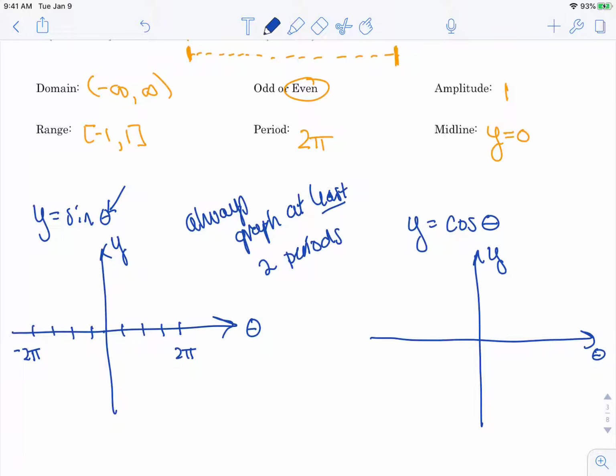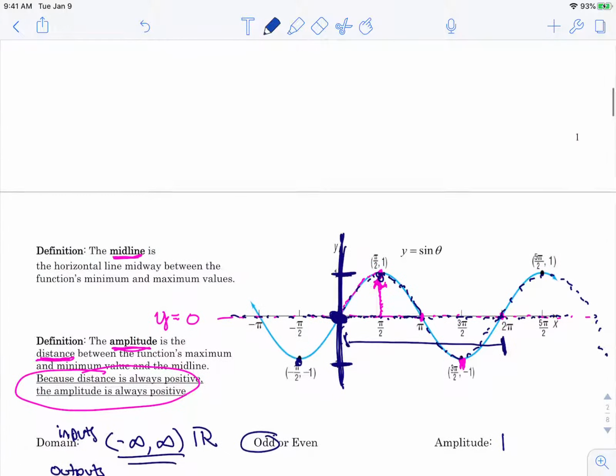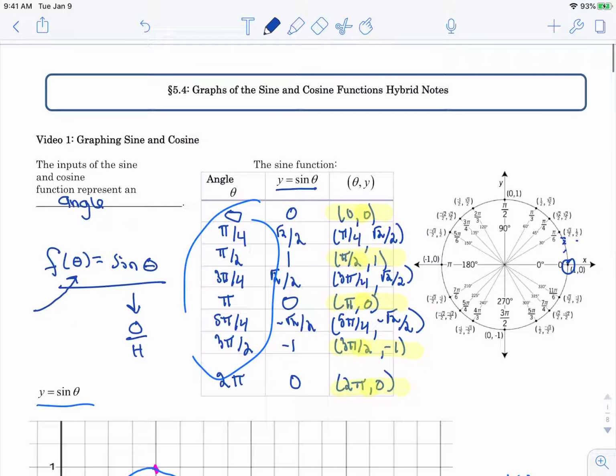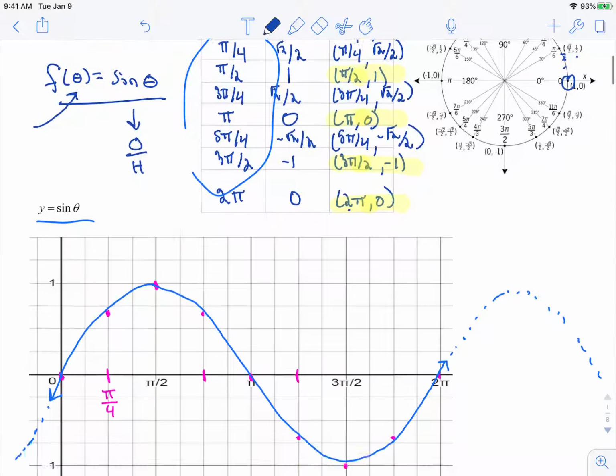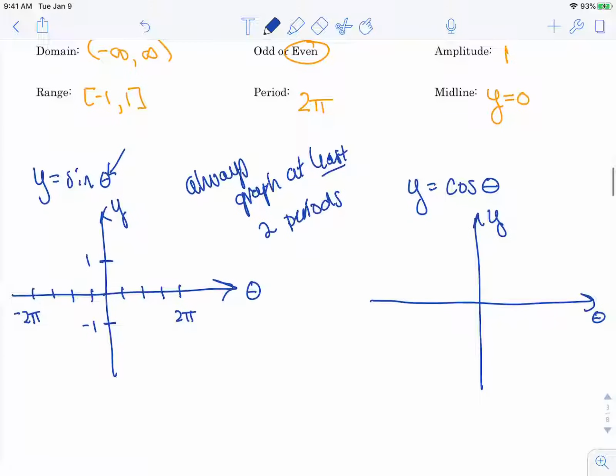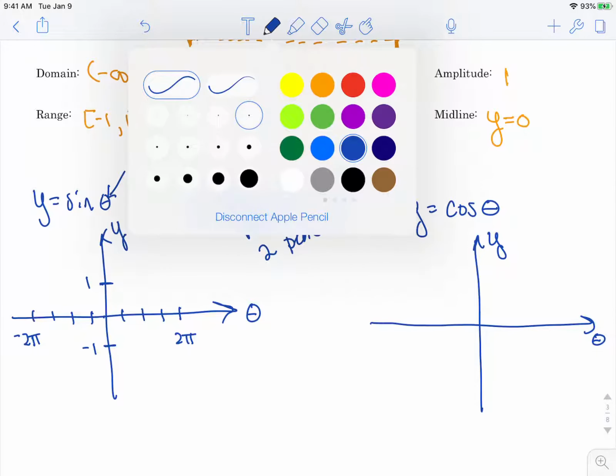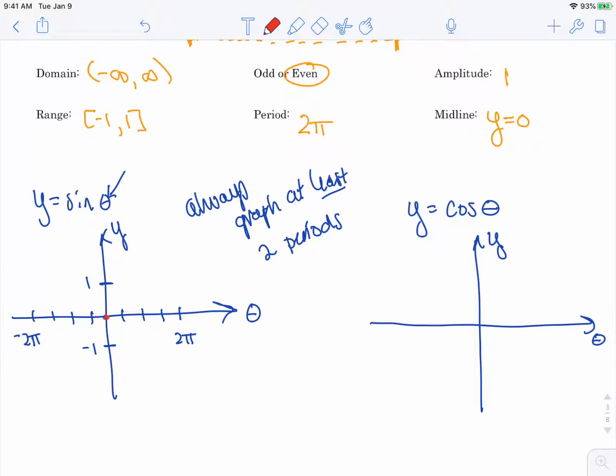Well, I also need a scale for my y-axis. Many of us forget that. Well, remember the highest it went, because of our range, was 1, and the lowest it goes is negative 1. So I have a scale. So if I look back up here, these wonderful nodes, let's see. My very first coordinate is 0, 0, and my last coordinate is 2 pi, 0. So I'm just going to plot those. Let's go back here. Let me give myself another color. So I have 0, 0, and 2 pi, 0.